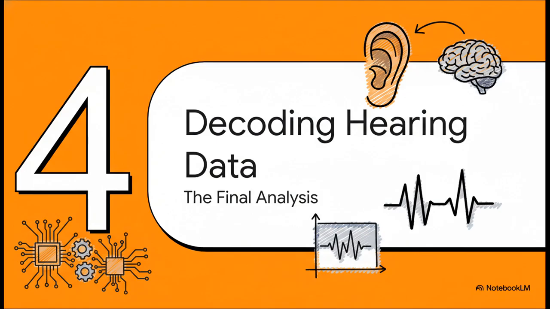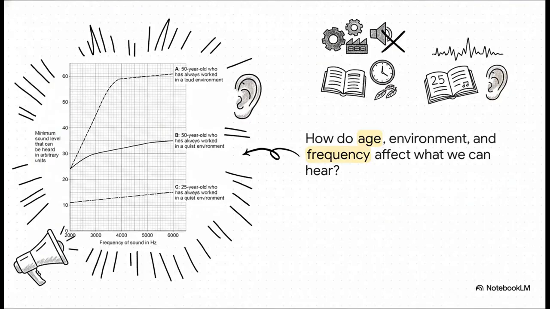Phew. For the final part of this question, we're going to switch gears completely. We move away from the mechanics of the megaphone and into the human side of things, how we actually hear and what data can tell us about hearing loss. So what we have here is a graph that shows the quietest sound level 3 different people can hear across a whole range of frequencies. We've got person A, person B, and person C. The question asks us to compare how age, environment, and frequency affect their hearing.